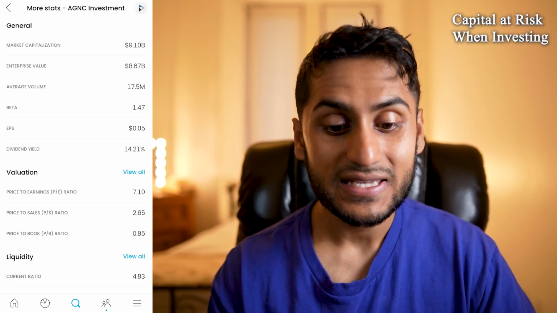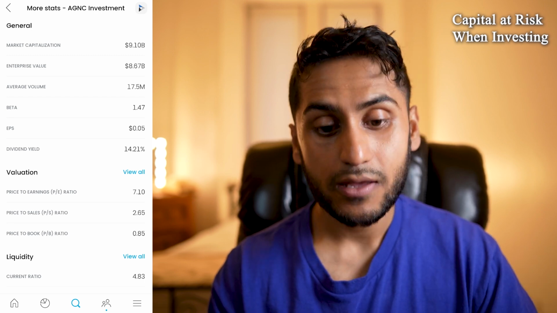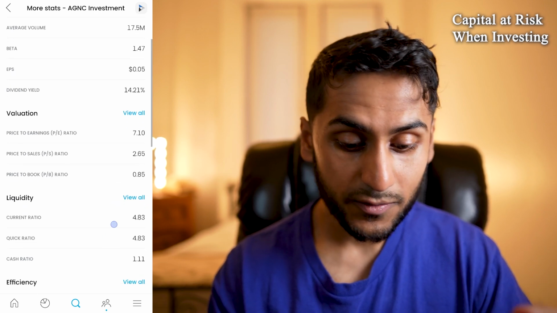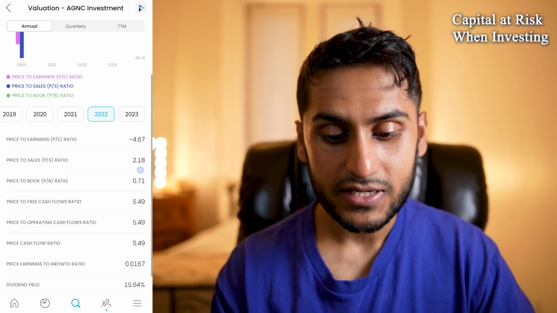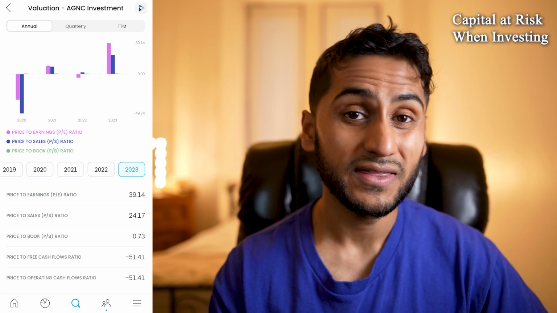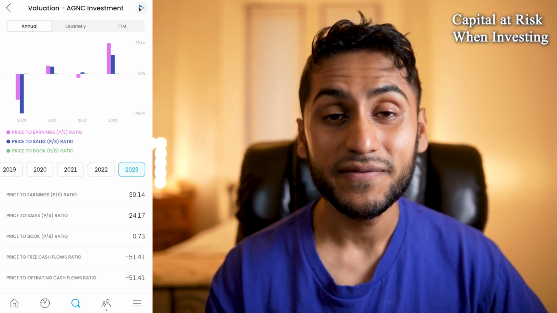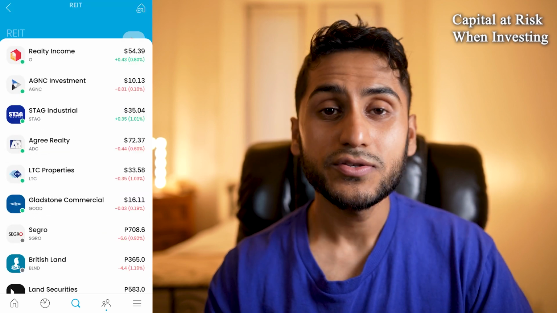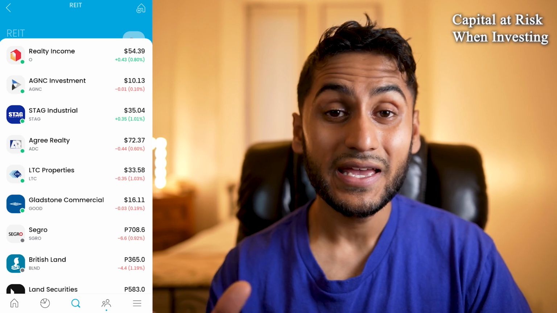So here you can see key stats, for example, market cap, enterprise value, average volume, beta, earnings per share, dividend yield, valuation. And actually, if you go into valuation, you can see quite detailed history about their valuations and stuff like that. Personally, I am not into looking at all these data points, but if it's something you fancy, you can go into it.